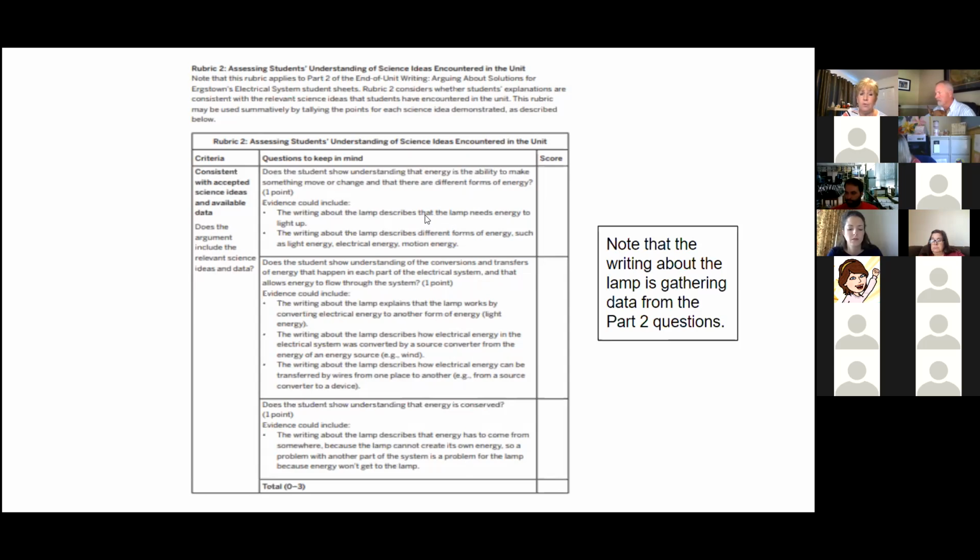Okay, like if their writing says that the lamp needs energy to light up, and that's why it's not lighting up, that could be considered evidence that they understand that energy is needed to make something, to make the lamp light up, to make something move or change. So these are just samples of what will qualify as evidence that you could give them a 1 here, okay? But rubric 2 comes from those short answer questions that were in part 2 of your assessment.